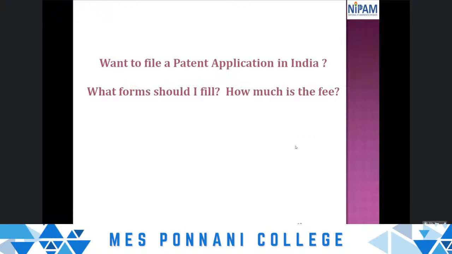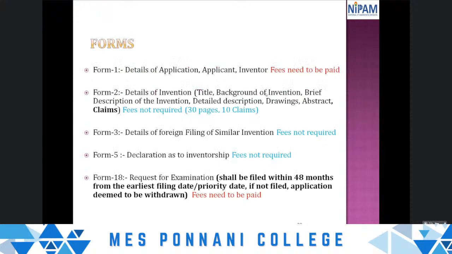Now we'll see the different forms that need to be filed in order to obtain a patent. First of all, form one is basically a formal requirement. It includes all the details of the applicant and the inventor. Now there are two terms here, applicant and inventor. Generally the inventor would be the same as the applicant. However, if the inventor belongs to a particular organization, or is part of a particular educational institution, then the institution would be recognized as the applicant and the individual will be recognized as the inventor.